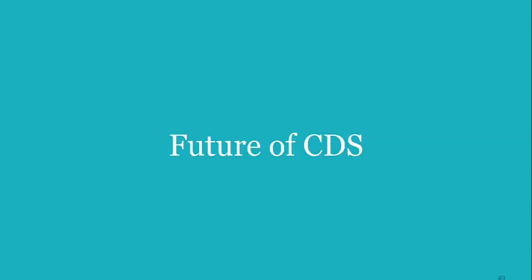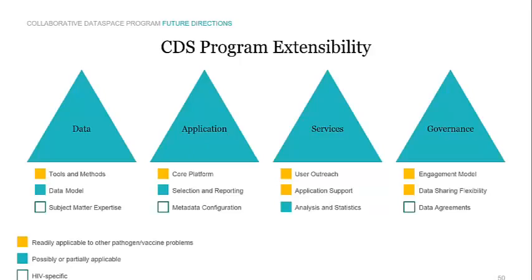So in terms of the potential future directions of CDS, although we did build this program with HIV vaccines in mind, we have done some thinking about what it would take to apply this program to other areas. Looking at a high level at the core components, things that would be readily applicable to other areas would be certainly the core platform of the application, some of the processes and structure around the outreach, the support and the engagement model for our networks.